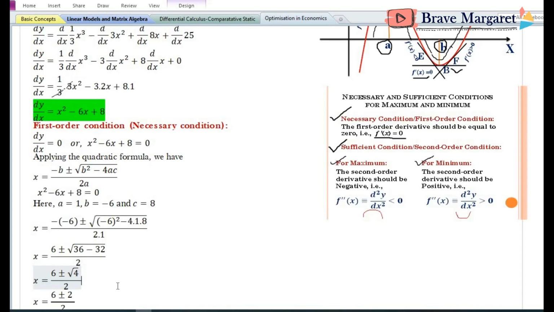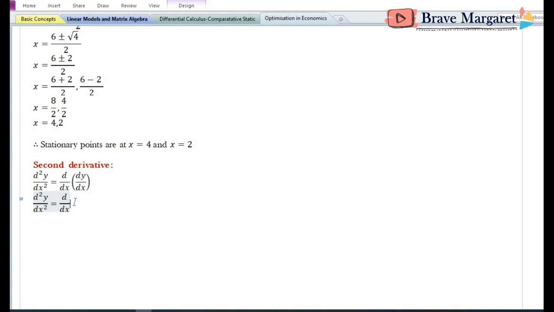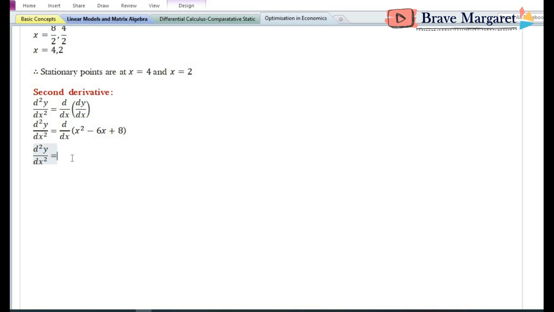The first derivative of the function, dy by dx, is equal to x squared minus 6x plus 8. So in place of dy by dx, we will write down x squared minus 6x plus 8. Applying the sum and difference rule, the derivative with respect to x of x squared minus 6x plus 8 is equal to the derivative with respect to x of the first term minus the derivative with respect to x of the second term plus the derivative with respect to x of the third term.